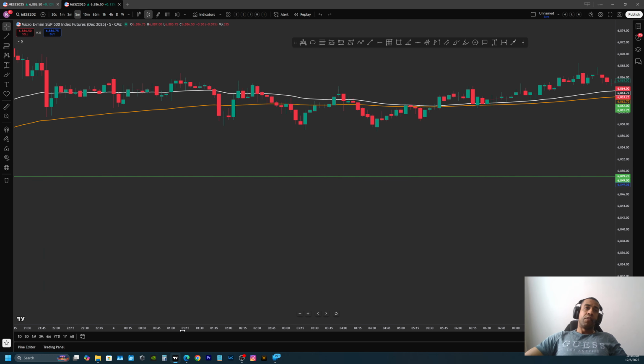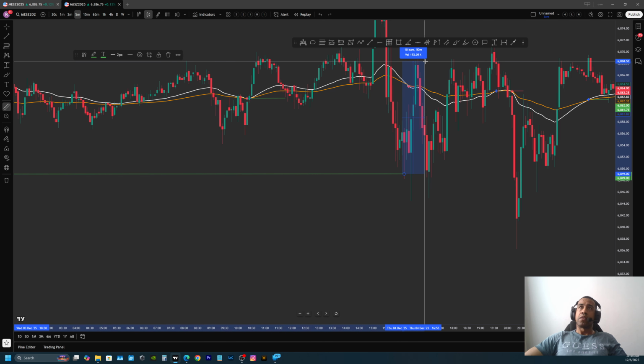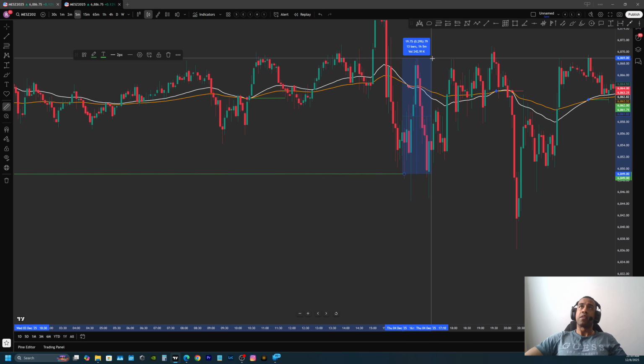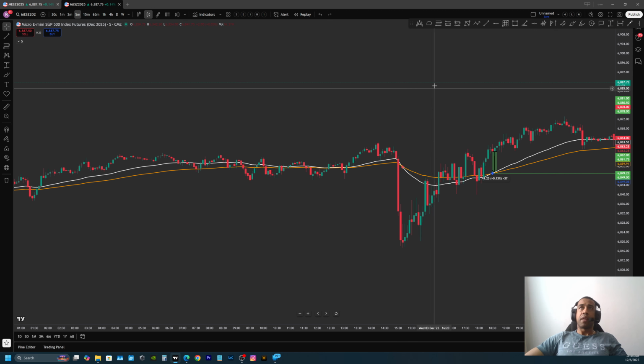But if you follow this cross line all the way over here, boom. Look, barely any drawdown. And it shot up, right? Not 8 points. This was 19 points. Look how little drawdown, if you didn't exit over here. Look at that. I think it's a better way to trade the moving average.